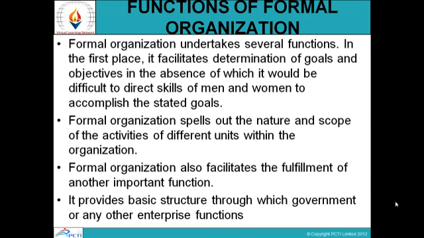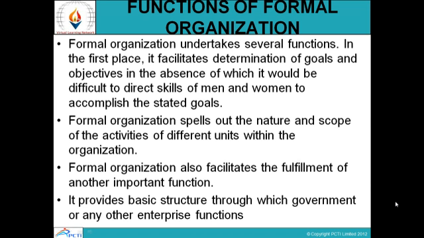Now, functions of formal organization: what kind of functions are they going to perform? It undertakes several functions. In the first place, it facilitates determining goals and objectives, in the absence of which it would be difficult to direct the skills of men and women to accomplish these started goals. So formal organizations always have a certain purpose to be performed, certain goals and objectives. Formal organizations also spell out the nature and scope of the activity of the different units within the organization.